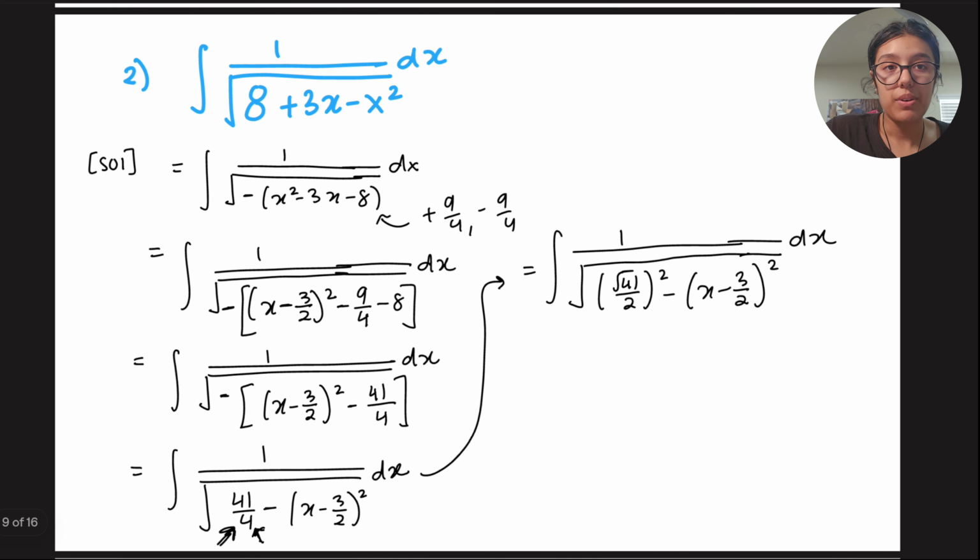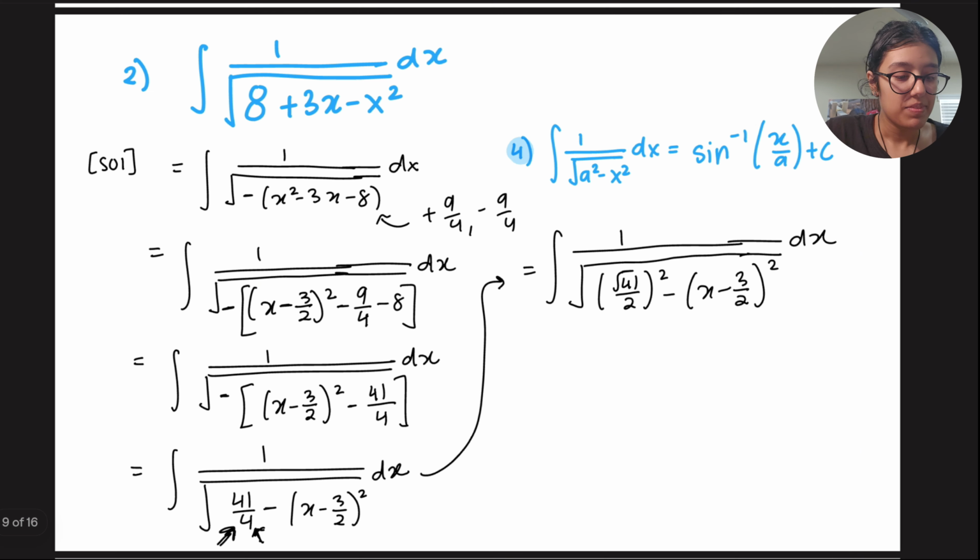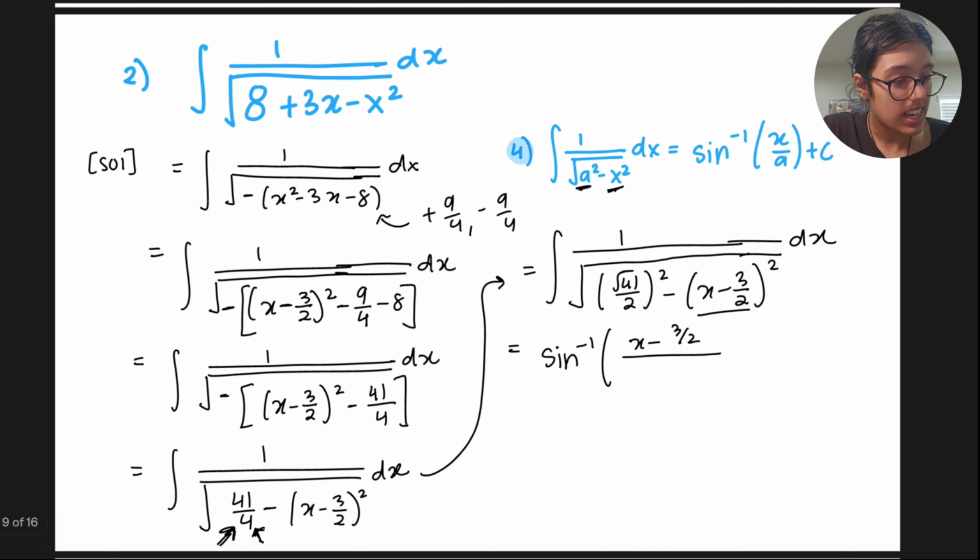All right, and now we can apply our fourth formula. So in our fourth formula, we see that a is equal to square root 41 over 2 and x is equal to x minus 3 over 2. And I'm going to substitute those values on the right side. So we are left with equals sine inverse of x over a. X, as we said, is x minus 3 over 2. And a, we said, was square root 41 over 2, plus c.